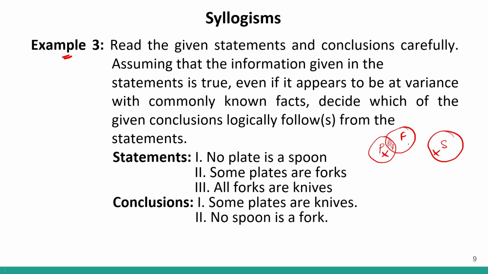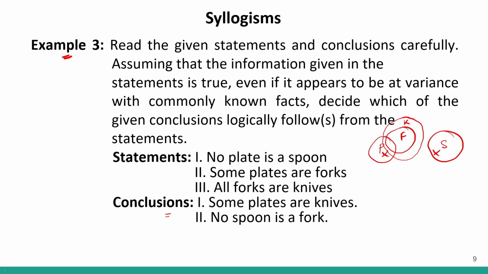All forks are knives. So if all forks are knives, I will draw it like this. So this will be my Venn diagram. Based on this diagram, I will represent the data. No plate is a spoon, so they are separate entities. Some plates are forks and all forks are knives. So this is how I will represent my data.